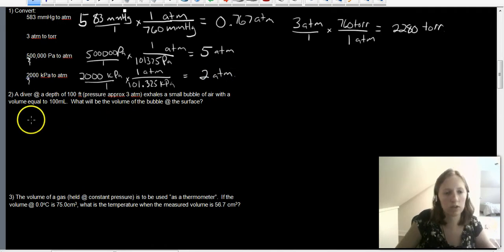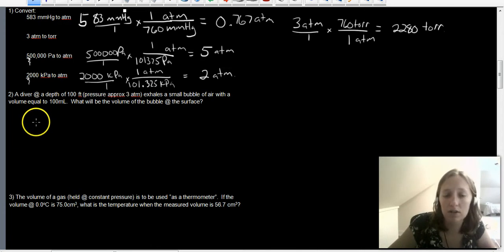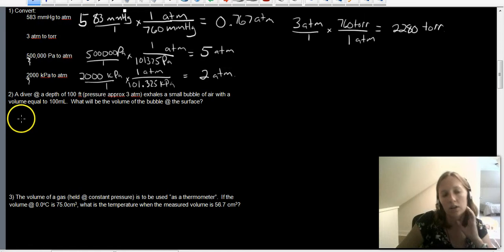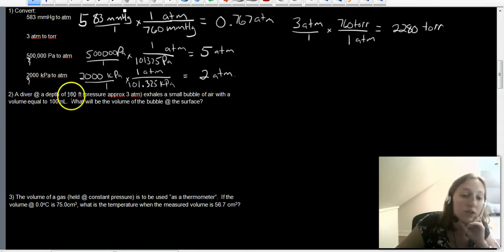All right, question 2. A diver at a depth of 100 feet, where the pressure is 3 atmospheres, exhales a small bubble of air with a volume equal to 100 mils. What will be the volume of the bubble at the surface? What we have here is a single system under 2 sets of conditions. We have a higher pressure and a lower pressure and a volume that is changing. Also be aware that the 100 feet is a sneaky number that you don't need to know. That happens sometimes.